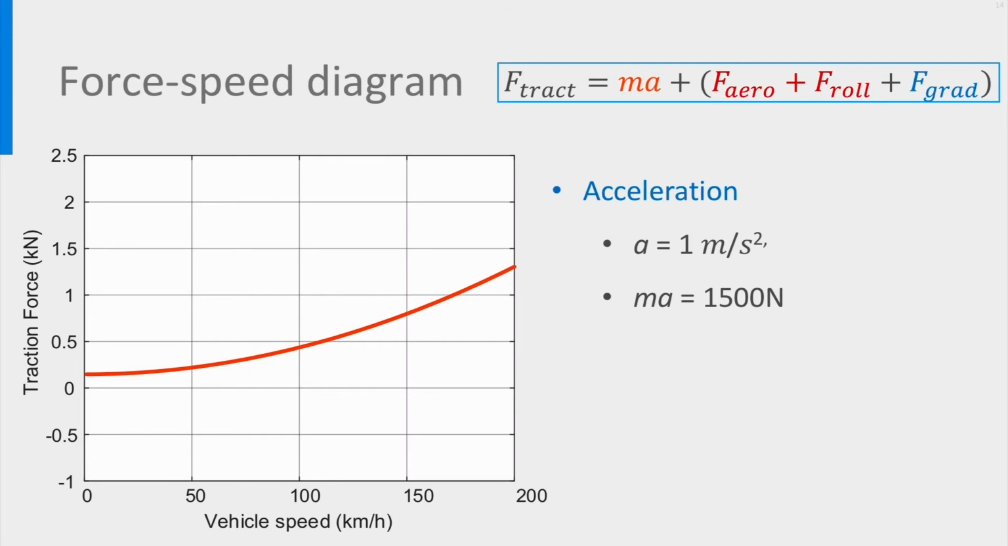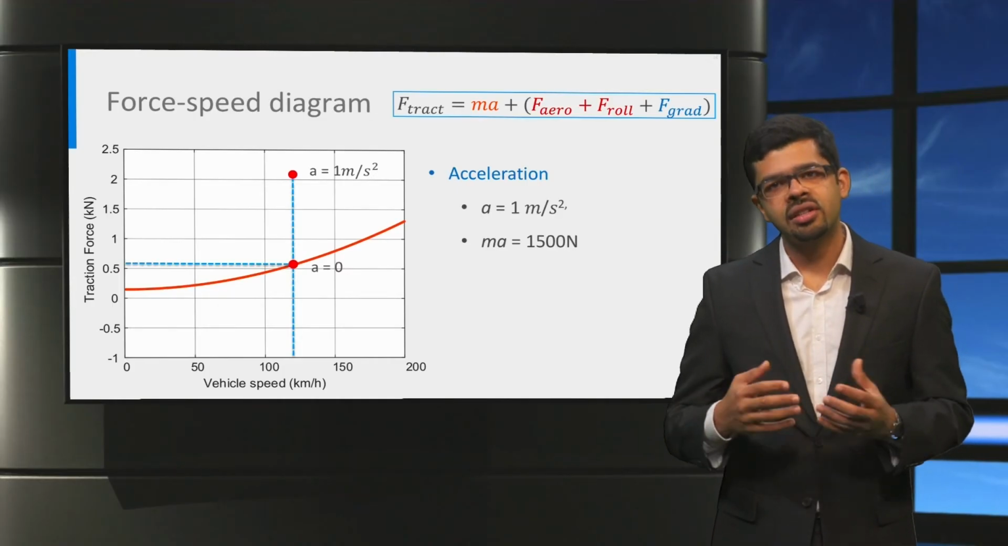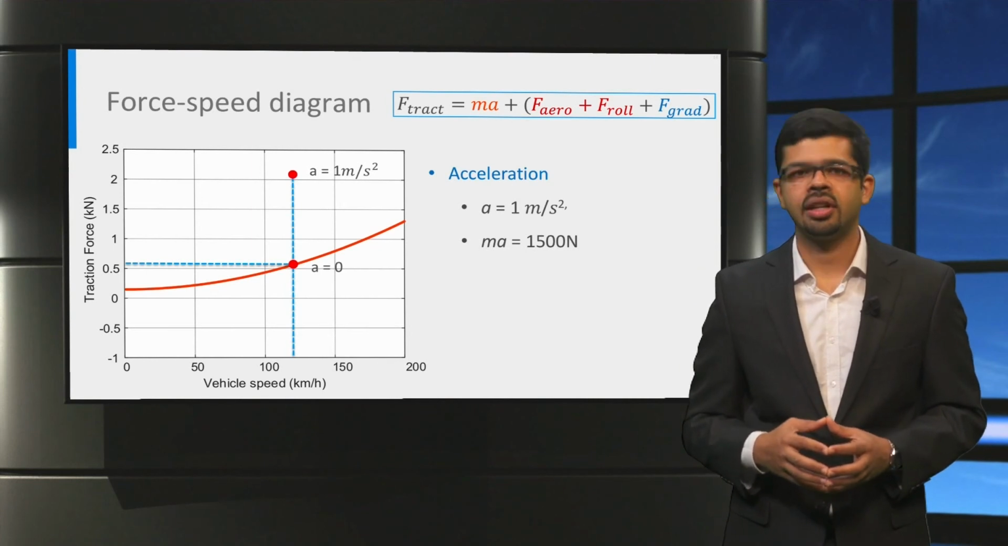Finally, let us consider the case when the vehicle has a finite acceleration. This is the force speed curve for the same car with 0% gradient and 0 acceleration. Since the mass of the car is 1500 kg or 1.5 tons, for every 1 meter per second square acceleration, an extra 1500 newtons of traction force is required from the powertrain.